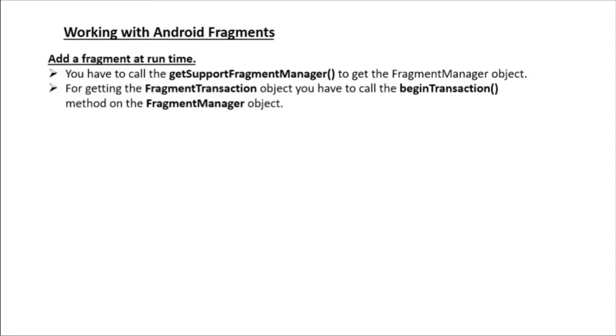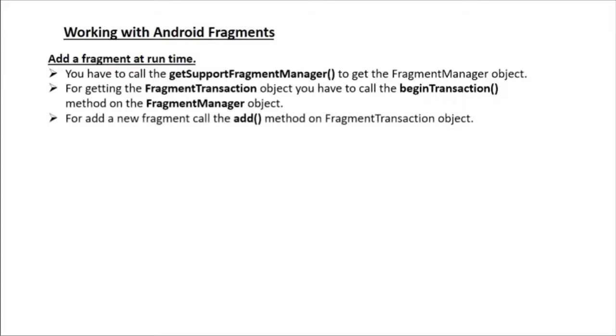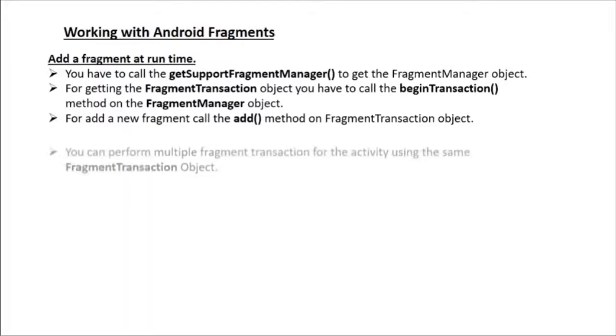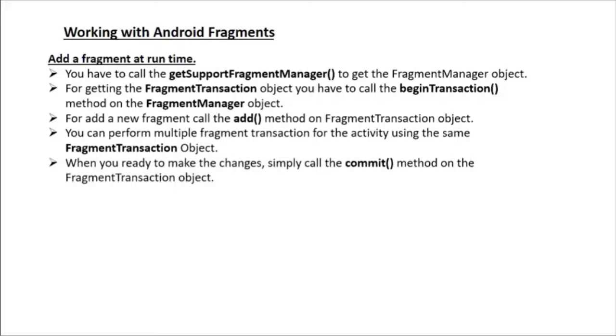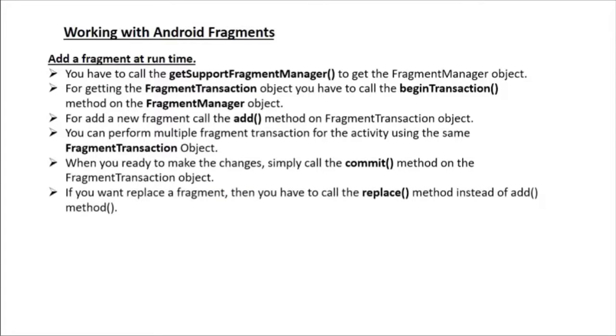For getting the FragmentTransaction object, you have to call the beginTransaction method on the FragmentManager object. To add a new fragment, call the add method on the FragmentTransaction object. You can perform multiple fragment transactions for the activity using the same FragmentTransaction object. When you're ready to make the change, you can simply call the commit method on the FragmentTransaction object. If you want to replace a fragment, then you have to call the replace method instead of the add method.